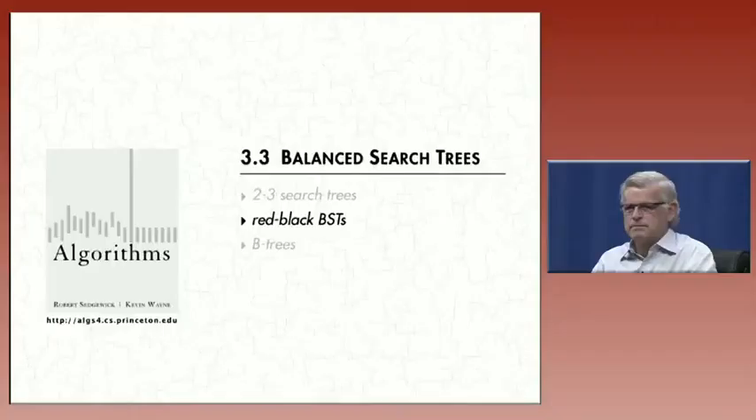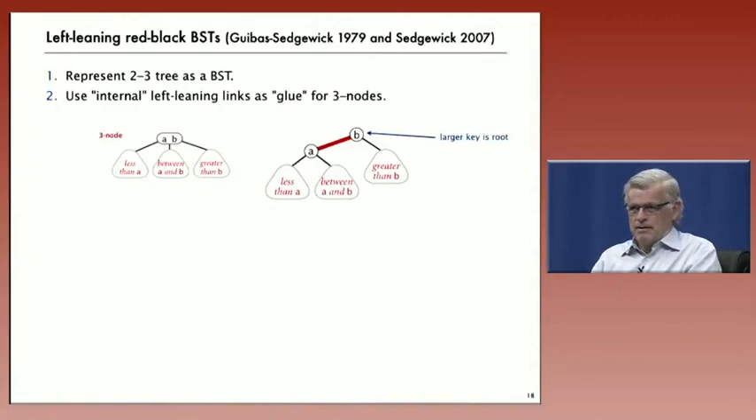Now we'll look at Red Black BSTs, which is a simple data structure that allows us to implement 2-3 trees with very little extra code beyond the basic binary search tree code. The version that we're looking at is called left-leaning Red Black BSTs.